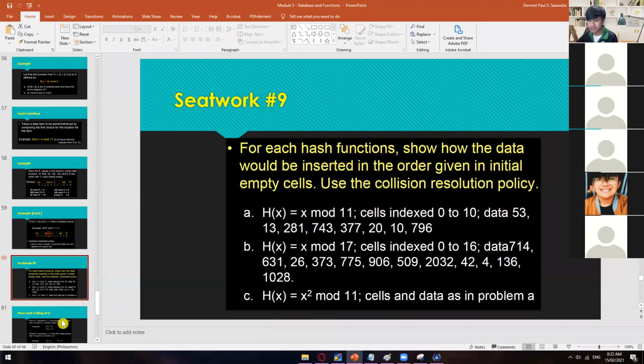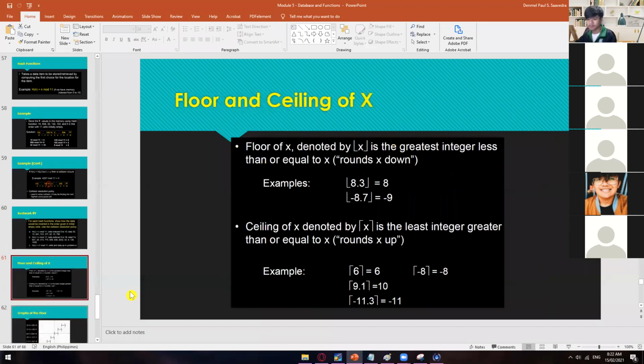So let us now proceed to the next one, the last topic, which is the floor and ceiling of X. All right, so to make it short, when we say floor, as you can see, it's the ground floor. Okay, it rounds down the number. And if we have the ceiling, it's the above top portion, it rounds up the number. All right.